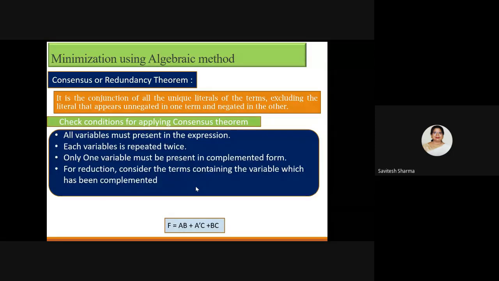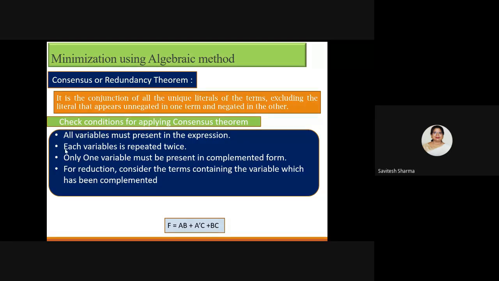So these 4 points I am showing you here identify whether the consensus theorem needs to be applied or not. First, you will check whether all variables are present in all terms. If F is dependent on A, B, C, you will identify that all A, B, C terms are here or not. So here all variables are present.